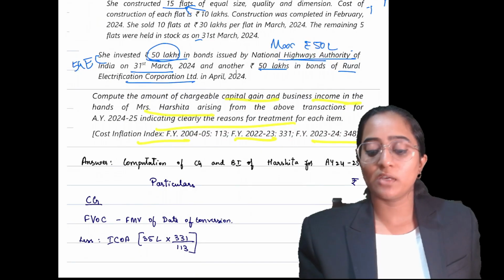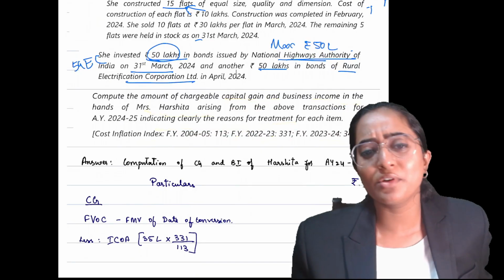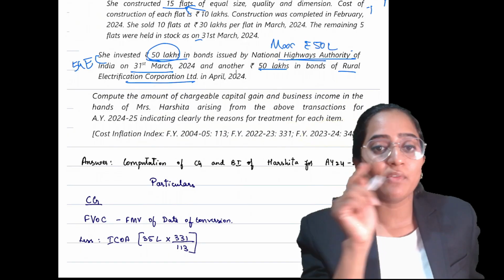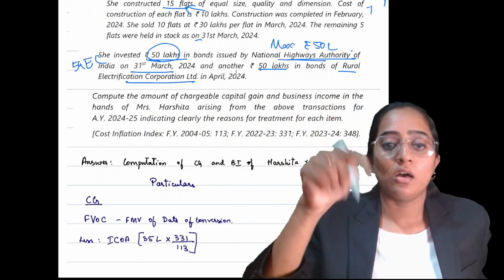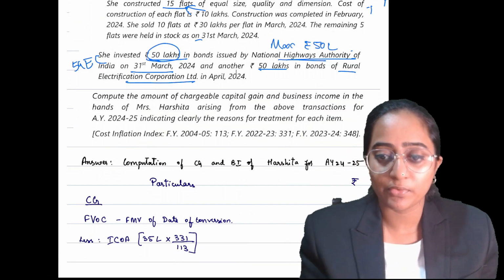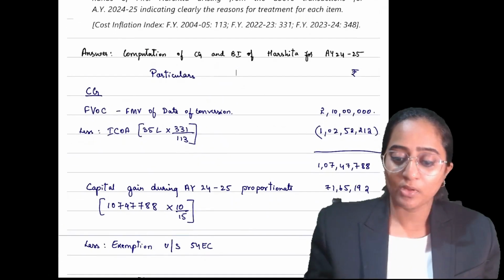CII will always be given in the question. You need not worry about CII. You don't need to remember it. If you want to remember, you can remember it for the relevant PY of your exam, and for PY 2001-02, which is going to be 100. If you remember those two, it's more than enough. Okay.